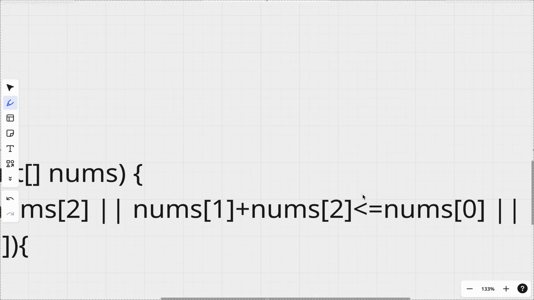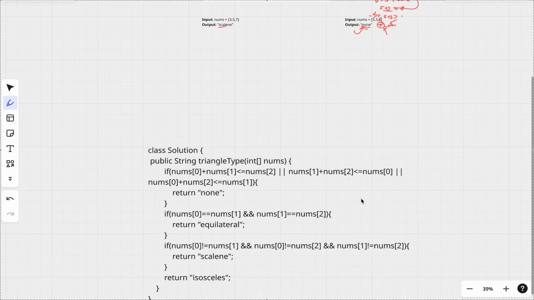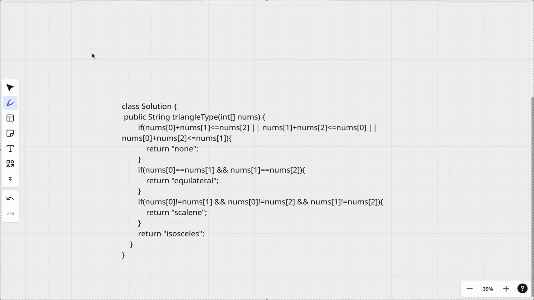And we can write a simple code for this. Let me explain you line by line. So here, if any of the conditions is wrong, let's say the sum of nums0 plus nums1 is less than or equal to nums2, or this one or this one, in all these three cases we have to return none, as it's not a triangle.